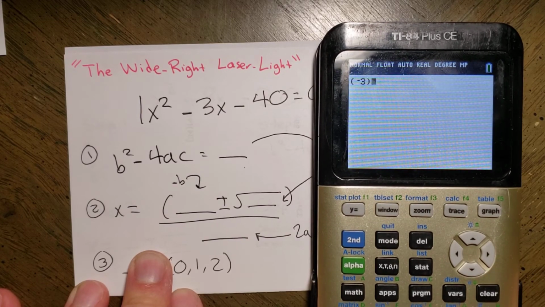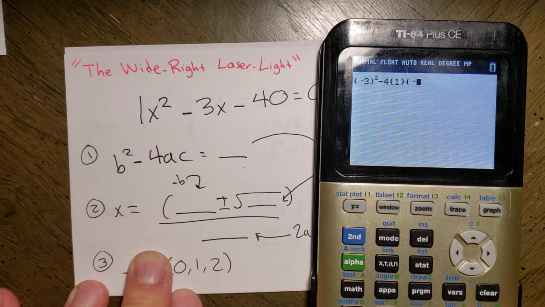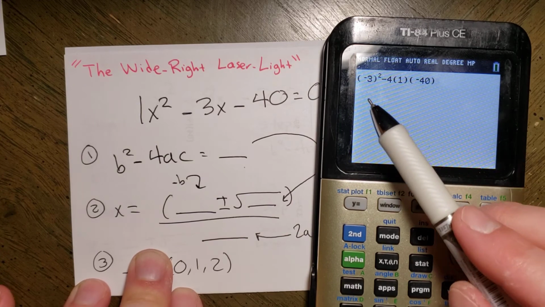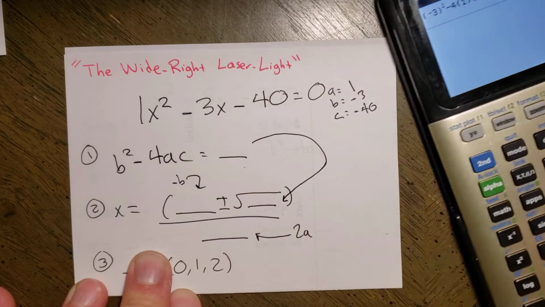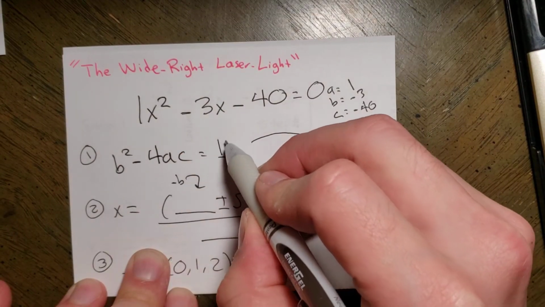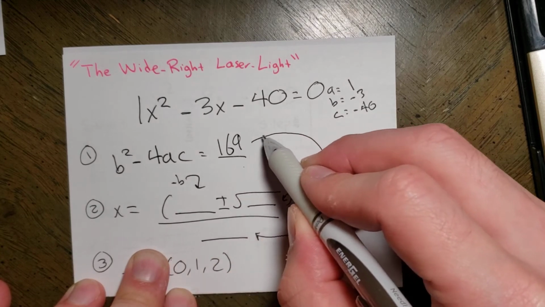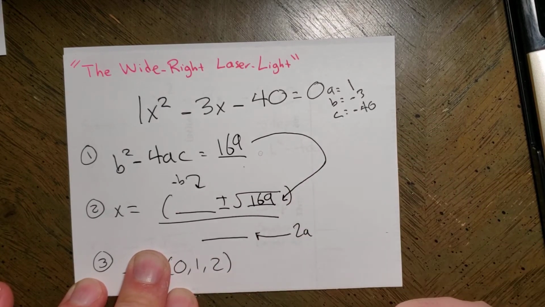Here we go. So negative 3, the entire number squared, minus 4 times A times C. There we go. B squared minus 4AC. Send it. We got... where did I see negative from? That's dumb. So the discriminant is 169, which means it's going to go in right here. So the discriminant is going to go right in there.